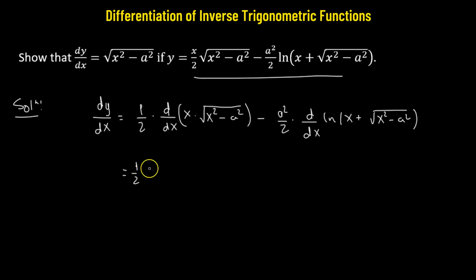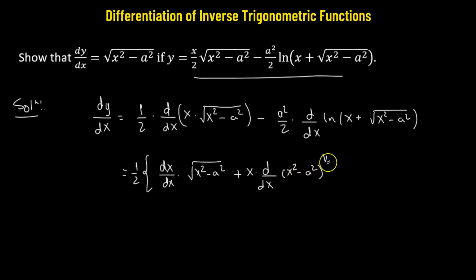So this should give us half. We have the derivative of the first function multiplied to the second function plus the first function times the derivative of the second function. So the second function can also be written as x squared minus a squared raised to the power of half. Means the same thing. Minus a squared over 2 times, so now we have to take the derivative of the logarithmic function.